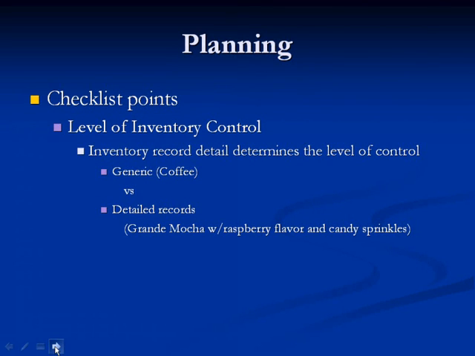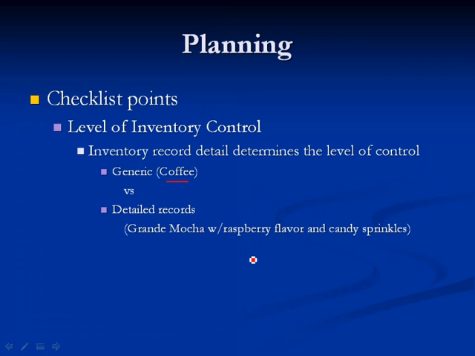The first level of control that you have over your inventory is how detailed of a record you create for that inventory item. Let's look at some examples. Let's say that you sell coffee at your bookstore, but it's not something that you take very seriously. You're offering it to your customers just as a convenience, and you're covering your cost. In which case you might create a generic record just called coffee.